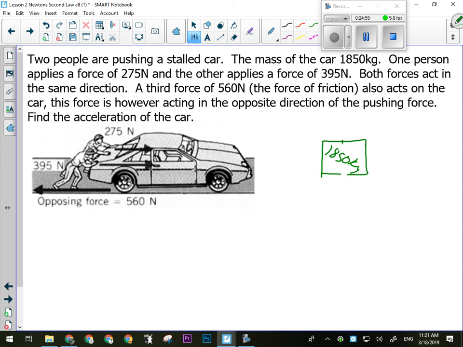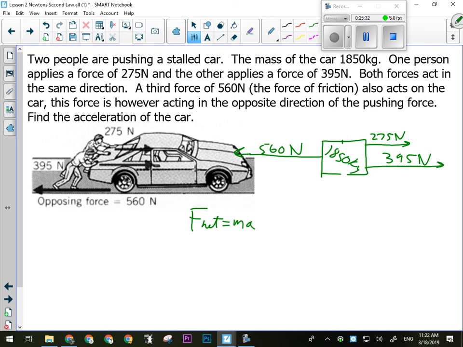The forces that are important are the two people pushing. One of them is using 275 newtons. The other one is using 395 newtons. And then there's a force of friction of 560 newtons. All right, so I've drawn my free body diagram. There are three forces that are important. I need to find the net force. How do I find the net force?